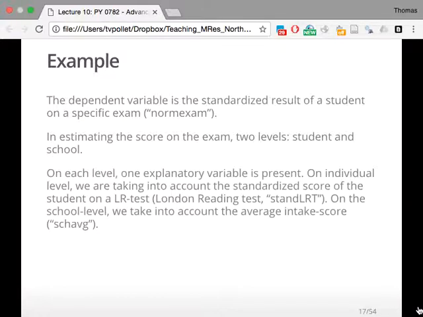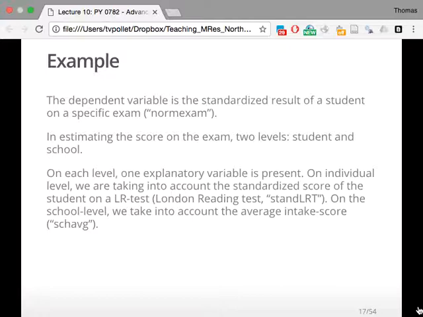And on each level, we have one explanatory variable. On the individual level, we have the standardized score of the student on a reading test, the London Reading Test. So these are London schools. And on the school level, we have the average intake score from that school, basically the mean of all people's tests, telling us whether it's a good school or a bad school, so to speak. You can have many, many more variables, but we'll start out quite simple.